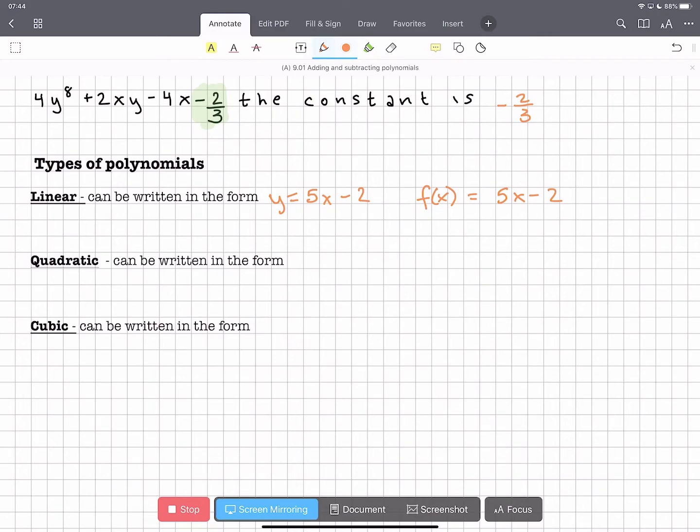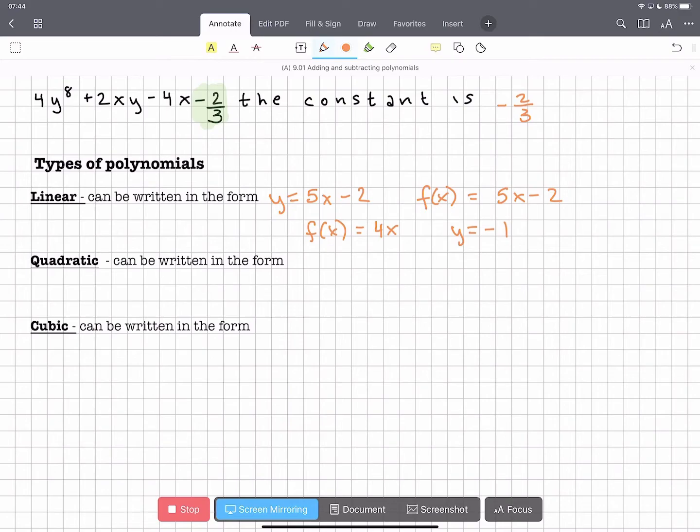Likewise, I could have had something like f of x equals 4x. So that line has a slope of 4 and goes through the origin. I could even have something like y equals negative 1. That's a horizontal line that goes through negative 1 on the y-axis. So all of these are called linear.